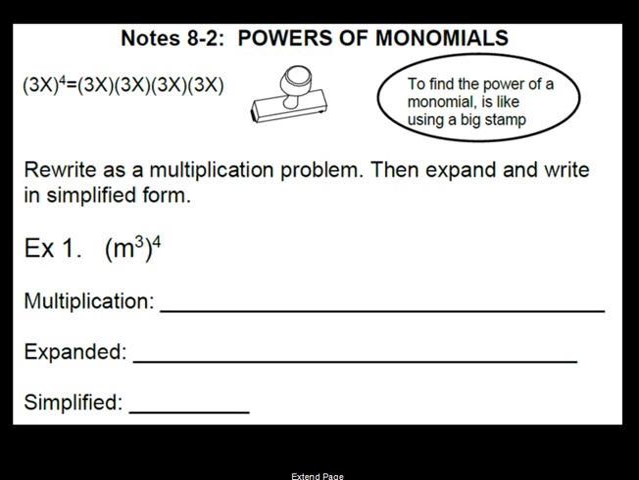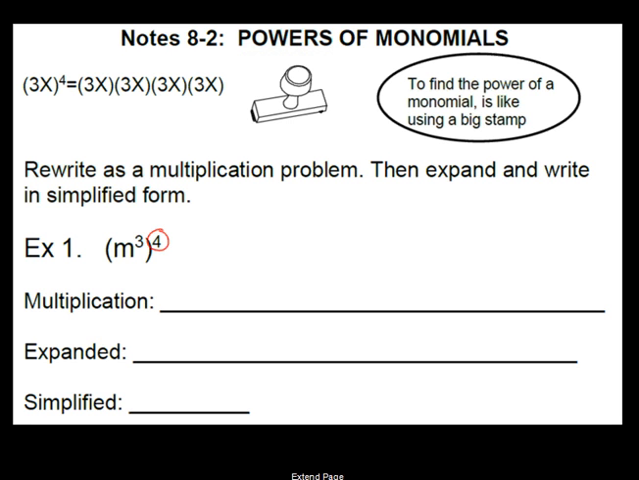Okay, today we're looking at the powers of monomials. Powers of monomials means that we're going to have something inside parentheses raised to a power. It's kind of like you're using a rubber stamp and doing the same thing over and over and over. So we're going to first rewrite this as a multiplication problem, then we're going to expand it in simplified form. So the first one here says m to the third power raised to the fourth power.